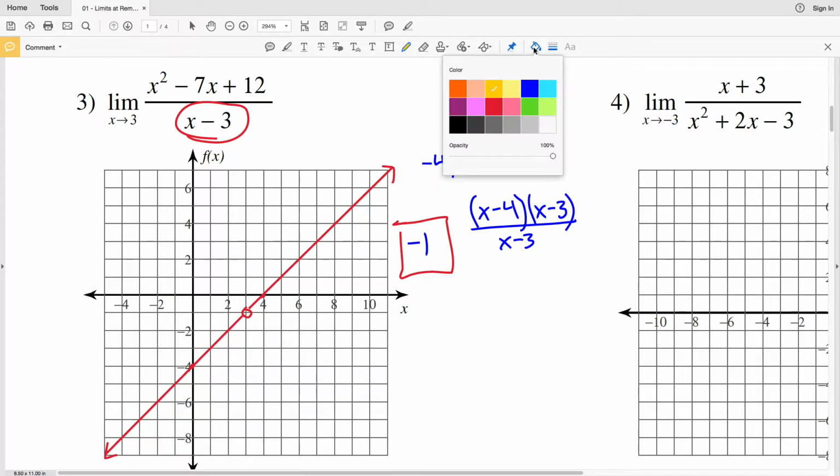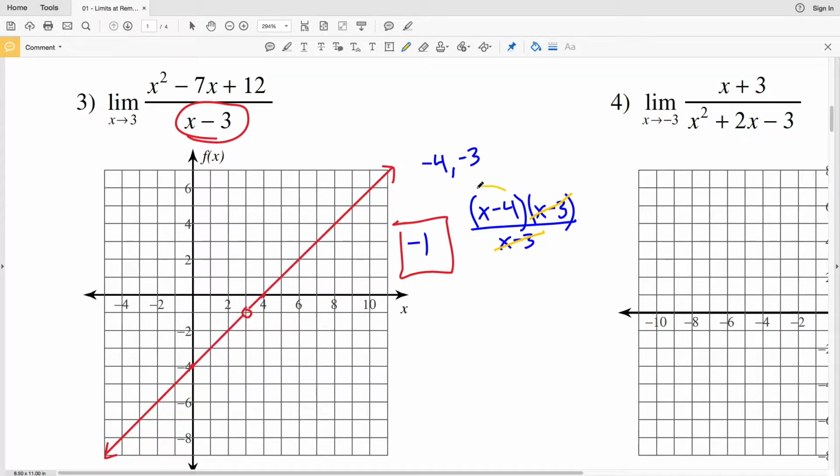But look, x minus 3 can cancel out with x minus 3 to leave us with x minus 4. So the limit as x approaches 3 of our function is equivalent to the limit as x approaches 3 of an equivalent function, x minus 4. However, just to note, these are equivalent for all values where x is not equal to 3.